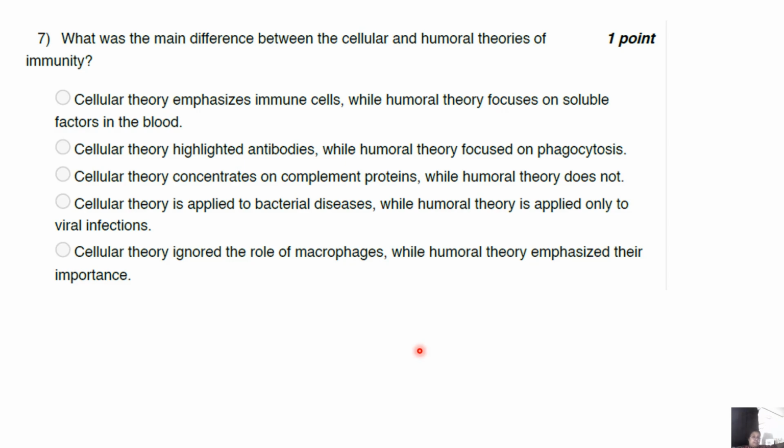Option A. Cellular theory emphasizes immune cells while humoral theory focuses on soluble factors in the blood. Option B. Cellular theory highlighted antibodies while humoral theory focused on phagocytosis. Option C. Cellular theory concentrates on complement proteins while humoral theory does not. Option D. Cellular theory is applied to bacterial diseases while humoral theory is applied only to viral infections. And option E. Cellular theory ignored the role of macrophages while humoral theory emphasized their importance.